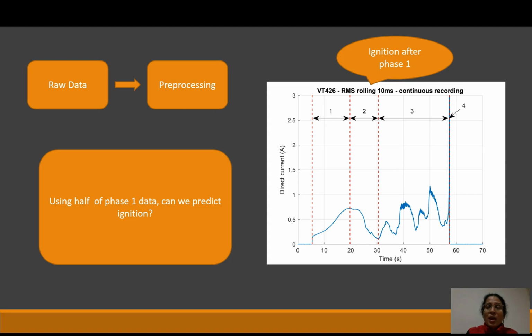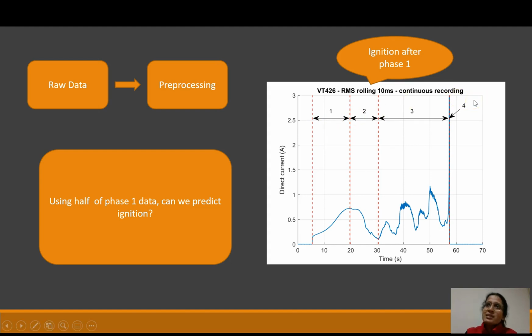There was raw data that was collected as a result of this experiment, and we pre-processed it. This figure shows the pre-processed data. What we did was we computed the RMS value, the root mean square value, of currents and voltages. This is the low frequency current, and the blue line gives the RMS value. This was generally divided into phases: phase 1, phase 2, phase 3, and so on.